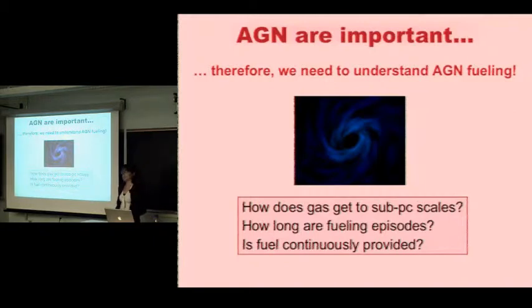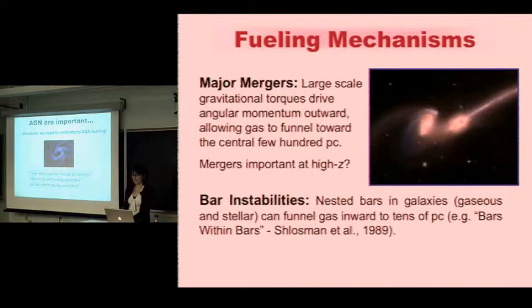So it's important to understand AGN fueling. We want to know how gas even gets into the vicinity of the AGN to keep it going, so how gas gets from large scales to subparsec scales in a galaxy. We also want to know how long fueling episodes occur for, whether it's a continuous thing or whether it's episodic. And how is the fuel continuously provided, or are there other things going on in the galaxy that are competing, like, for example, star formation? If you have stuff falling toward the center, but then it all turns into stars before it gets there, then you don't necessarily have a lot of gas left over for feeding an AGN.